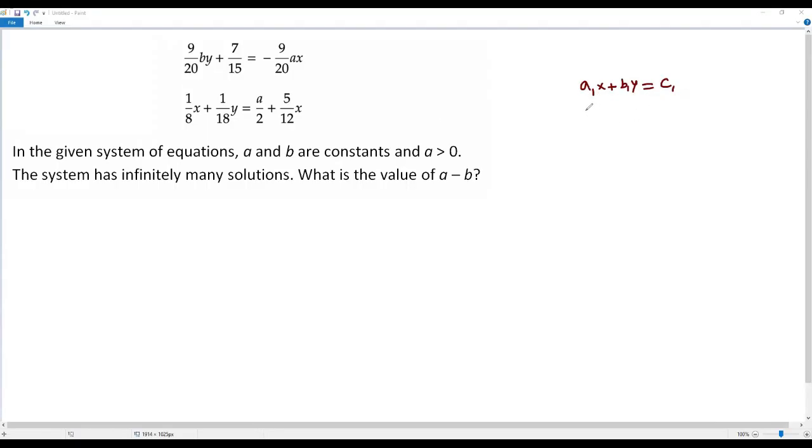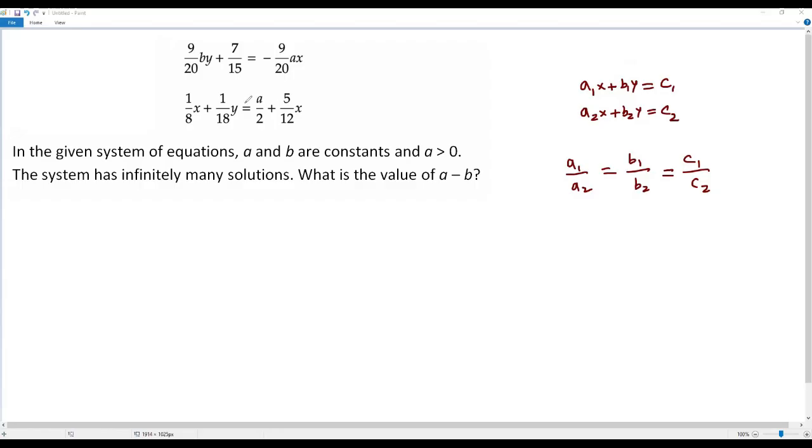Let me consider another linear equation in standard form, that is a2x + b2y = c2. Now let me get the ratio of the coefficients of x, that is a1 over a2, the ratio of the coefficients of y, b1 over b2, and the ratio of the constant terms, c1 over c2. When we have a system of two linear equations in standard form and the system has infinitely many solutions, then all these ratios are equal.